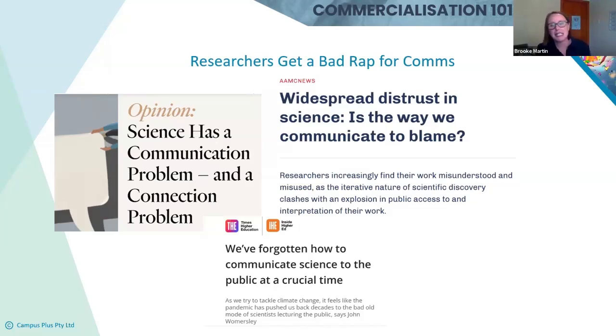You've probably seen headlines like this yourself. The message is pretty clear. Scientists and researchers and academics have a massive communication problem. And it's not just journalists who are saying this. I hear it from investors, I hear it from politicians, and I hear it from industry partners. They all speak to this problem of how difficult it is to understand what researchers and academics are actually working on and why their work is important.